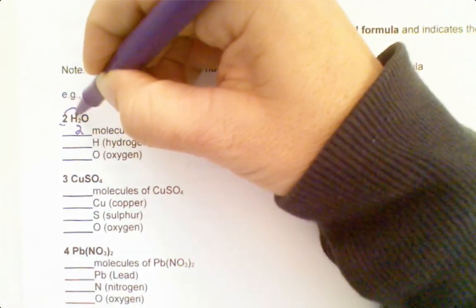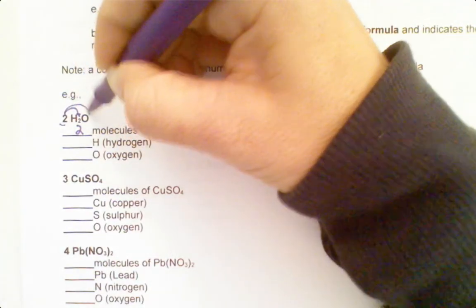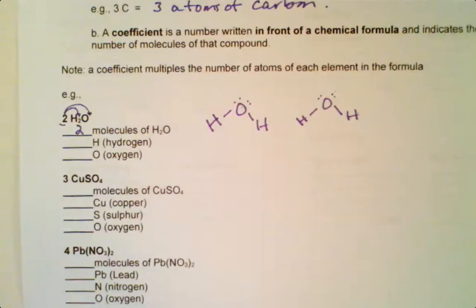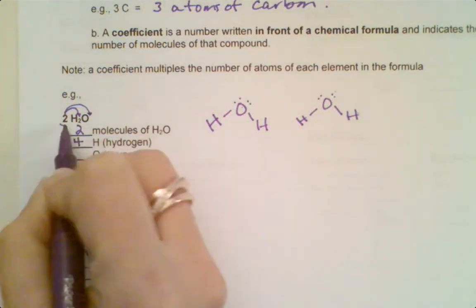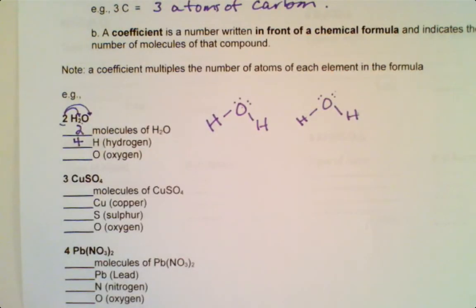Whenever we have a coefficient, we can apply it by multiplying all of the subscripts within the molecule by that value. So in this case, instead of having to draw, we can just say that we have 4 hydrogens and we have 2 oxygen atoms.